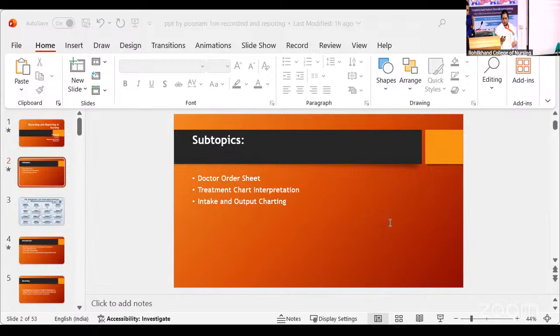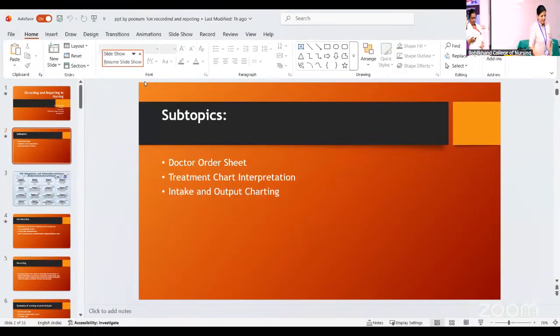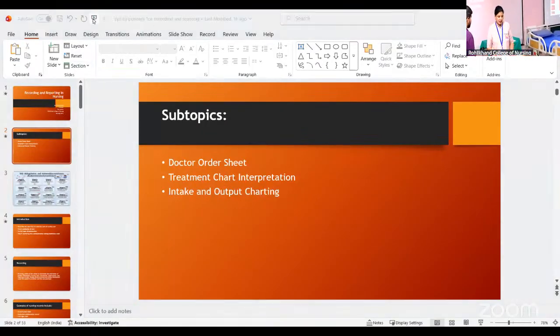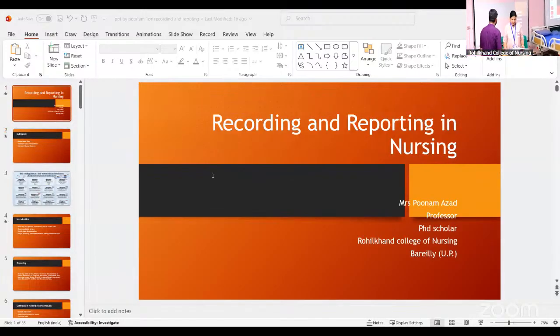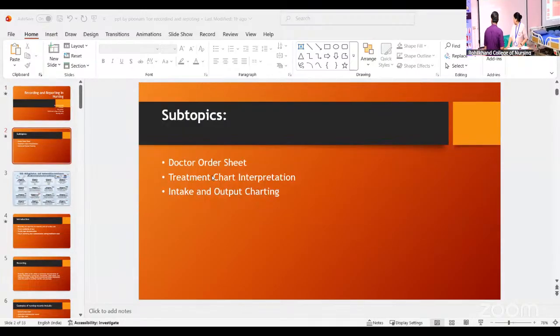Juniors, to perform one role play. So they are taking handover first.